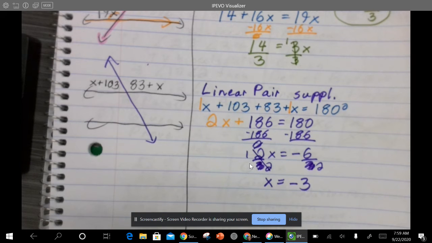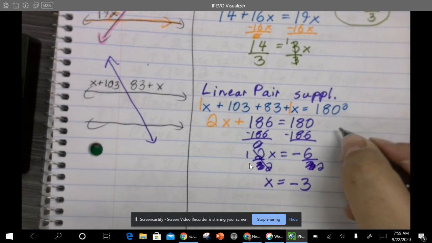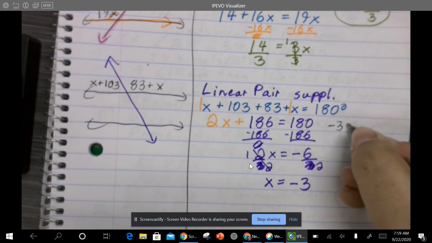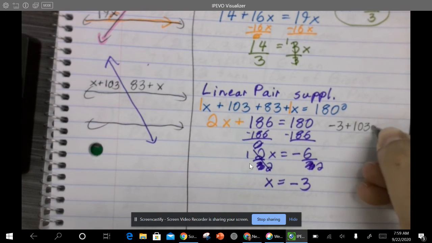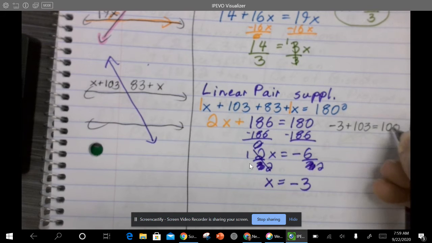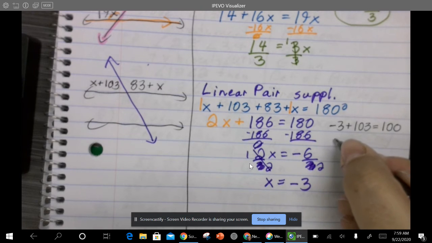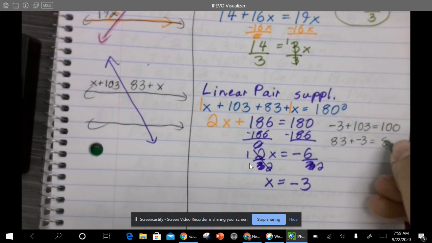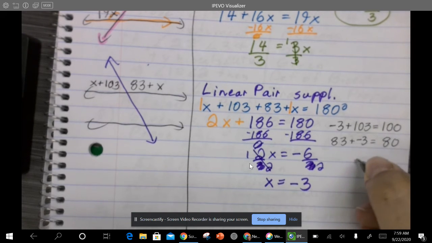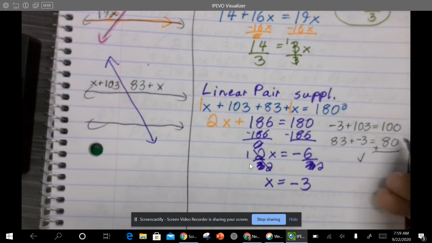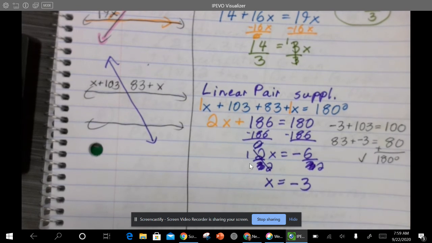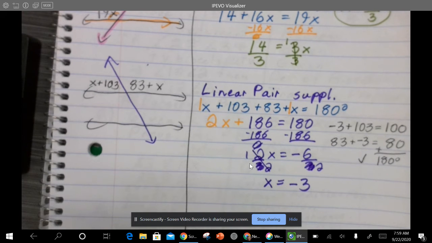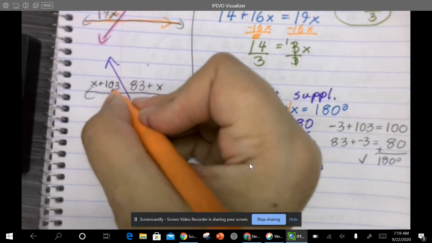If they ask us to find the angles, you would just substitute it in. So negative 3 plus 103 would be 100. Okay, the other angle, same thing. So 83 plus negative 3 is 80. And we could check it, because if we add these together, 100 plus 80 is 180. So we got it. Okay, so everybody, that's finding the angles if we need to do that.